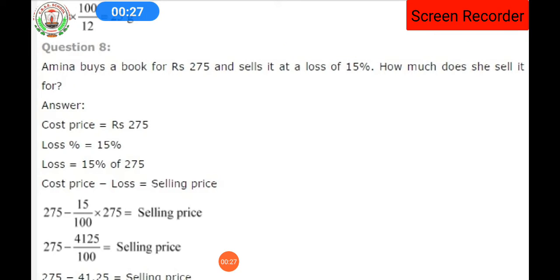So what question number 8 says is that Amina buys a book for rupees 275. Amina is a girl who is going to buy a book from the shop, and the cost of that book which she is going to purchase is rupees 275, and she sells it at a loss of 15%. So dear student, here Amina is going to sell it, उसको बेच दिया उसने कितने परसेंट के लॉस में, 15% के लॉस में, that is she is going to sell it at the loss of 15%.